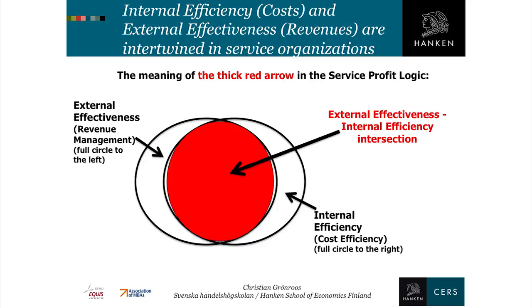Now, the traditional productivity models assume that these two circles are not intertwined, more than very, very partially. But in service, we know that they are intertwined to a large extent, because the big red area here is the interactive part of the service organization, where the customer meets the resources and processes of the organization. And if we cannot handle this part properly, we are going to make mistakes. If we manage that only taking internal efficiency into account, which the traditional productivity formula easily makes us do, we are going to get into problems, because external effectiveness will probably start to deteriorate. And we get in the strategic management trap.